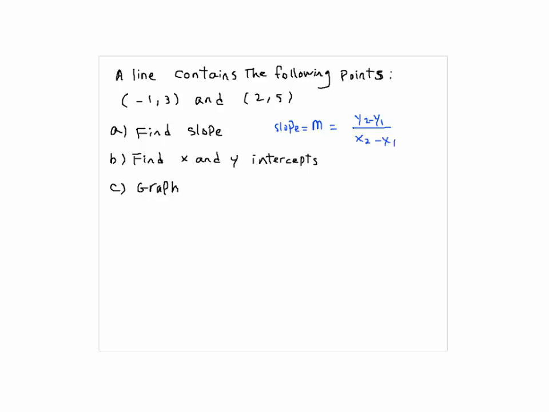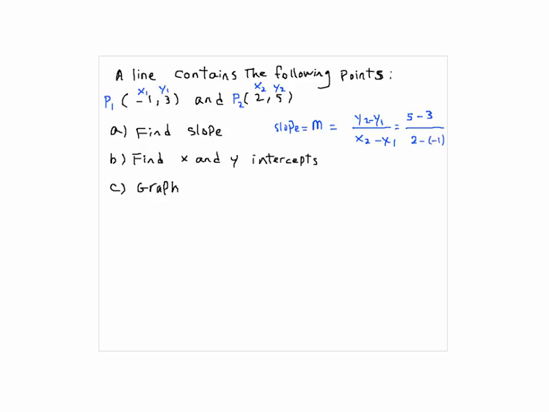Very good. Now we have to label these points. So let's go ahead and label the first one point 1. This is point 2. So this would be x1, y1, and this would be x2, y2, and you simply substitute those numbers here. So y2 would be 5 minus 3, x2 would be 2 minus 1.